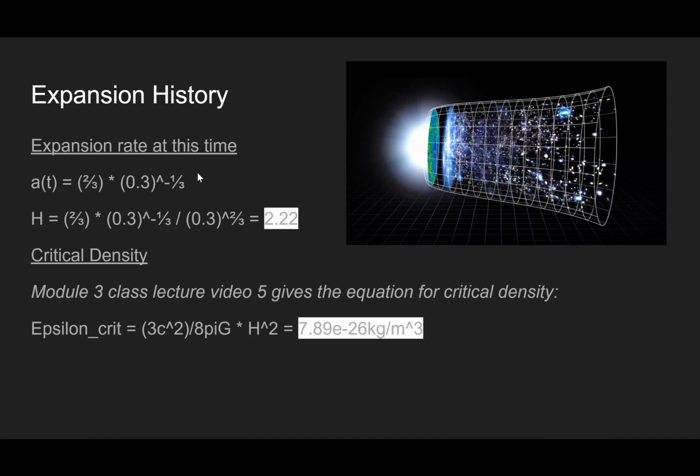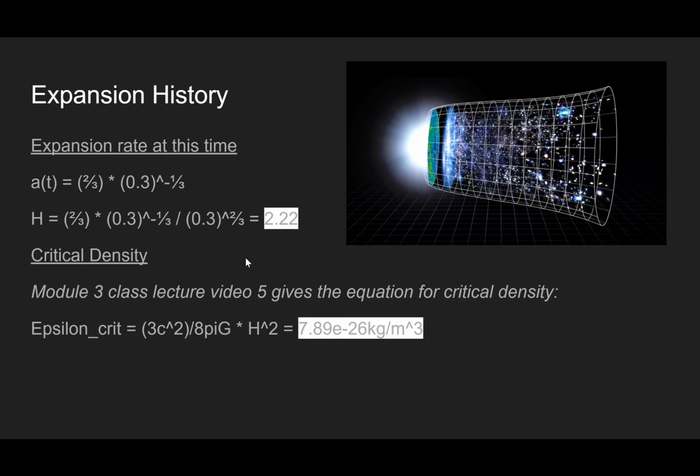Now calculating the expansion rate at this point. So calculating a dot, that's going to be 2/3 times 0.3 to the negative 1/3 power. And then taking that one step further, calculating H, which is a dot divided by a. So you just plug this in here, divided by a. It's going to give you a value of 2.22.